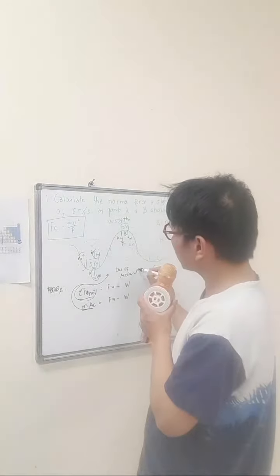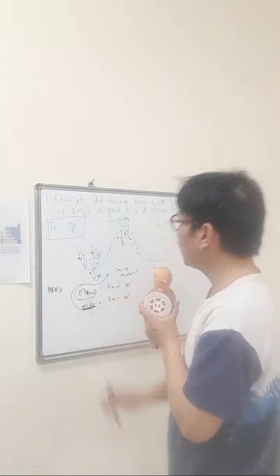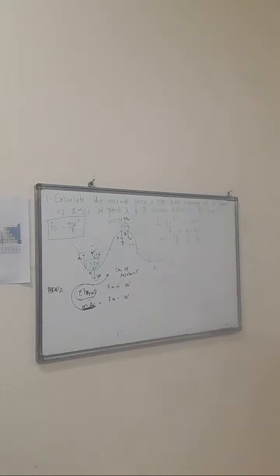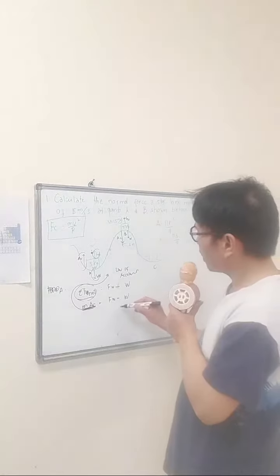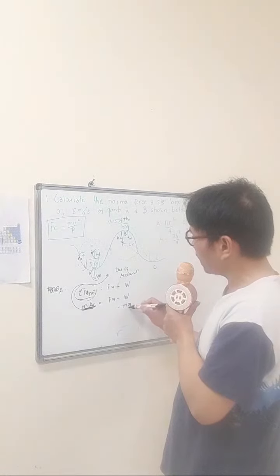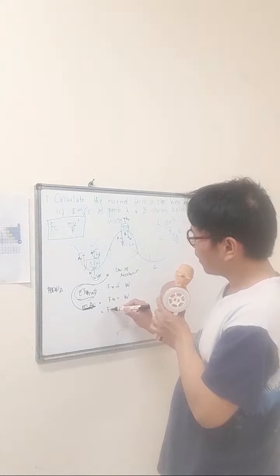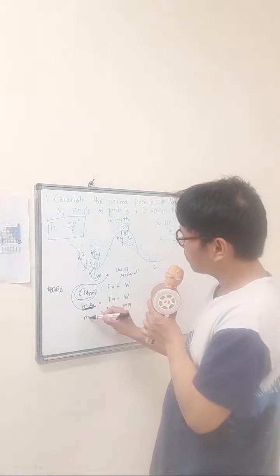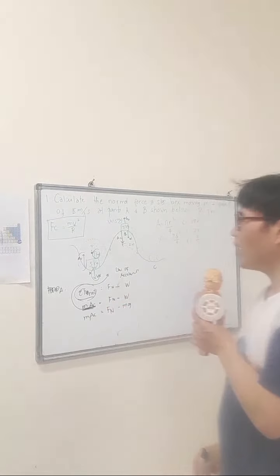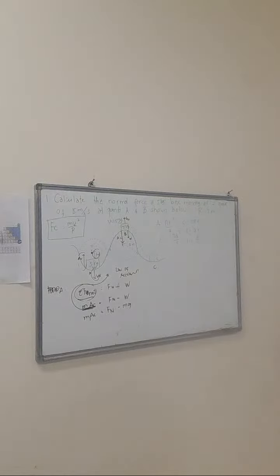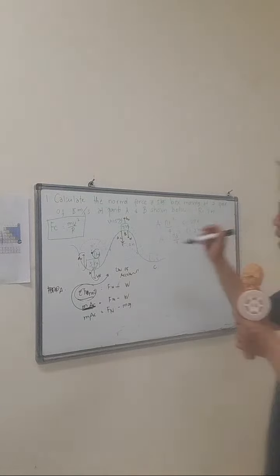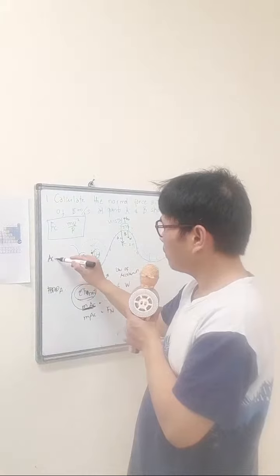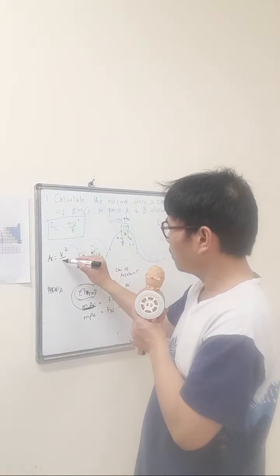Okay, so this is mass times acceleration. Now, your formula of weight is simply mass times acceleration due to gravity, and your net force will be Fn, and you have still mass times acceleration. Now, your acceleration will be v squared over r. Okay, so centripetal acceleration is v squared over r.